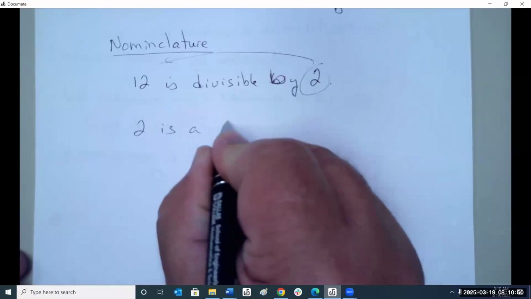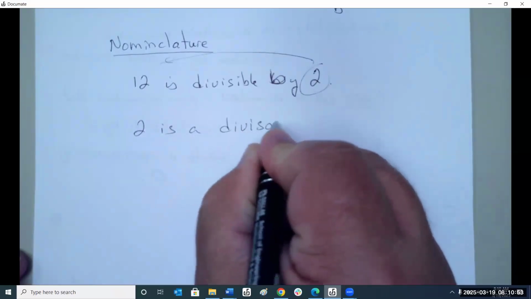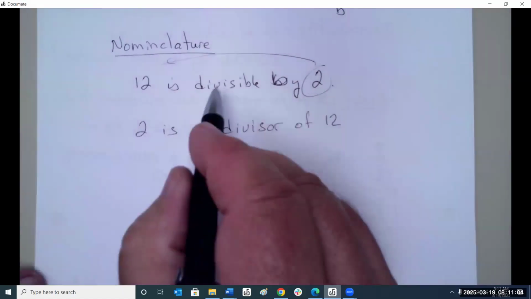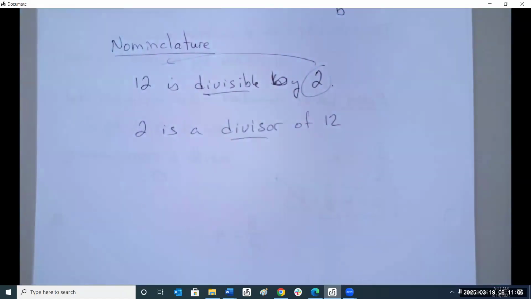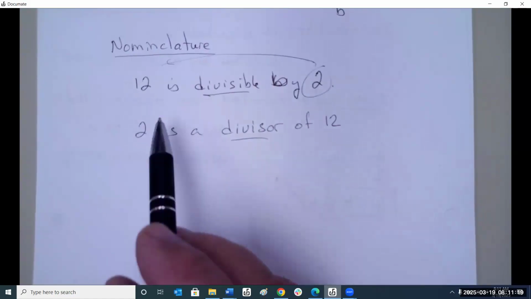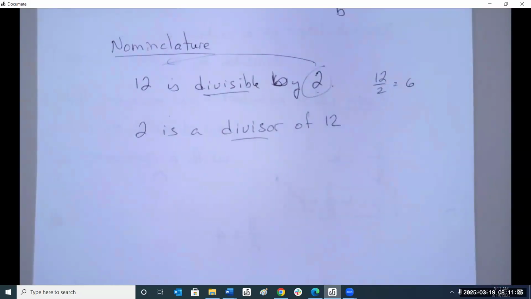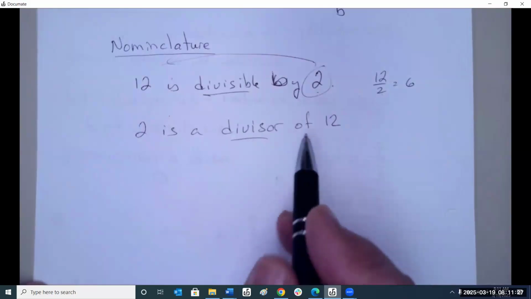2 is a divisor of 12. Same concept. We're talking about division, but we use a different word. Divisor. What does that mean? Twelve is divisible by 2. We know that. That means that if we take 12 divided by 2, we get 6. We get a whole number. 2 is a divisor of 12.